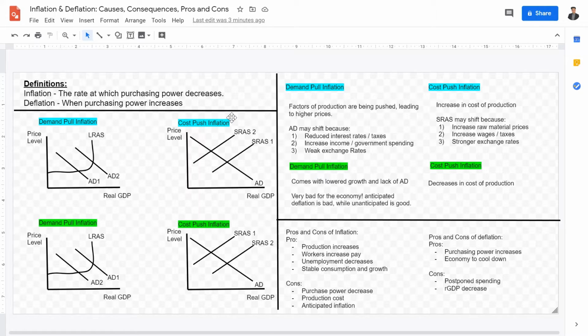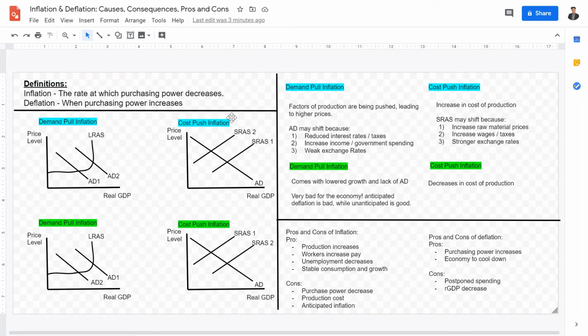Okay, so let me give you a definition of inflation first. The definition of inflation is the rate at which purchasing power decreases. Because we all heard of inflation before, right? It's like the prices in the store are increasing, therefore inflation exists, or something similar like that. So inflation is the rate at which purchasing power decreases, or prices for goods increase.